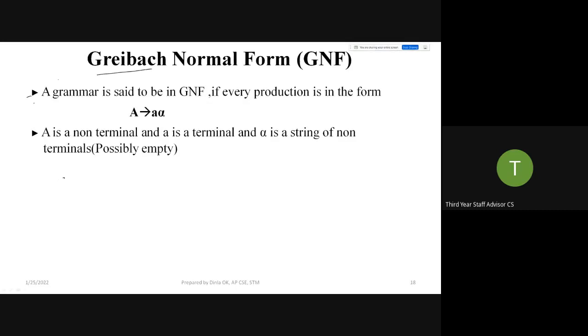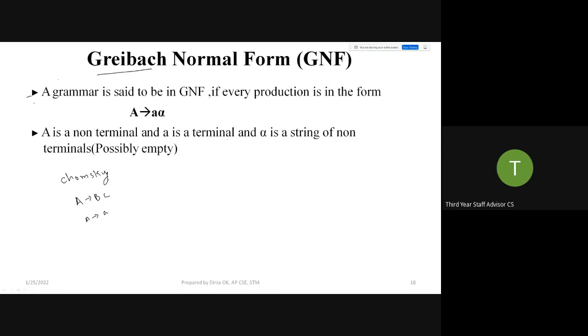In Chomsky normal form, what we have studied? Chomsky normal form എന്ന് പറയുന്നത് എന്തായിരുന്നു? We must have a production of the form A implies BC, or we must have A implies a. Either we must have two non-terminals in the right hand side of the production, or we can have a terminal symbol. So ഈ ഒരു കേസിലല്ല എങ്കിൽ we have normalized that context-free grammar to Chomsky normal form that we have discussed in the last class. So now we are going to discuss about Greibach normal form.